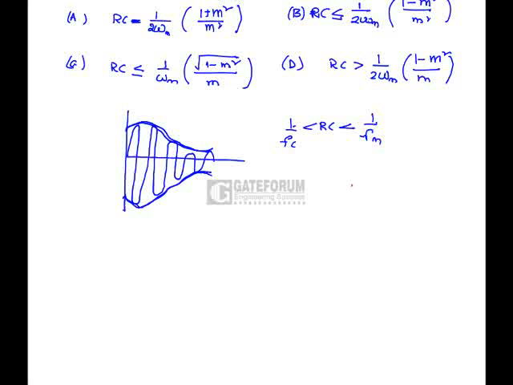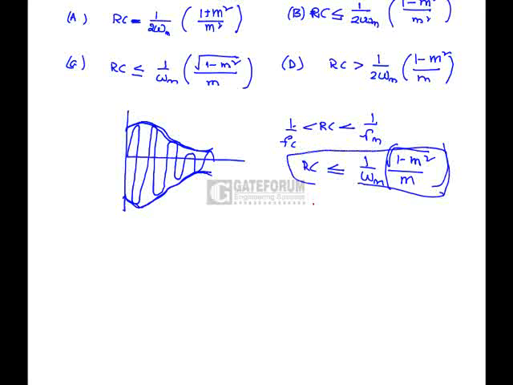FM. But there should be an exact value, meaning the maximum value of RC should not exceed this. RC should be less than 1 by omega m times the square root of 1 minus m square divided by m, which is the limit on time constant in case of an envelope detector in order to avoid diagonal clipping. That is, option C is correct.